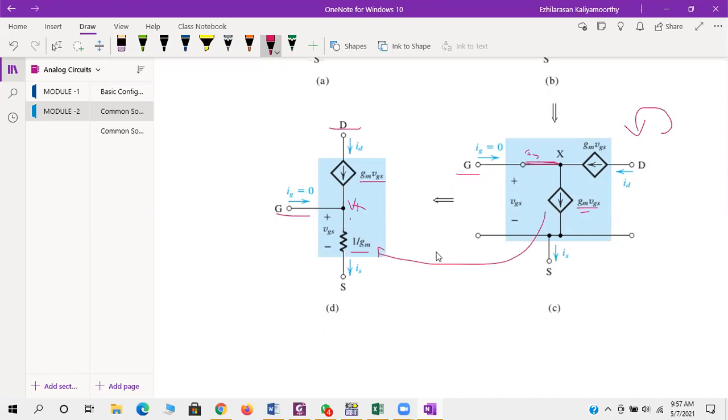So if you transform this to this, what will happen? The resistance will be 1 by gm. How will I get 1 by gm? What is the current here actually? The current is equal to V by R, correct? So what is V here? V is nothing but VGS. Just as an example, current is equal to V by R, I'll say V is equal to IR.